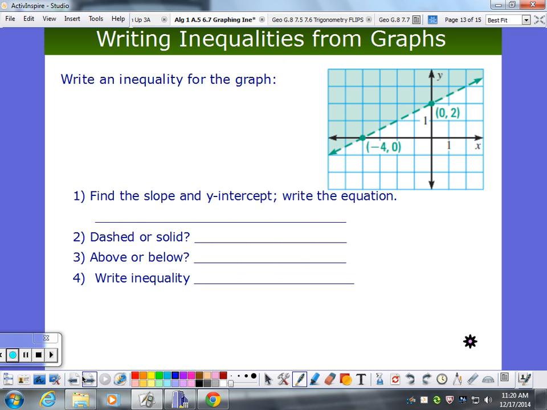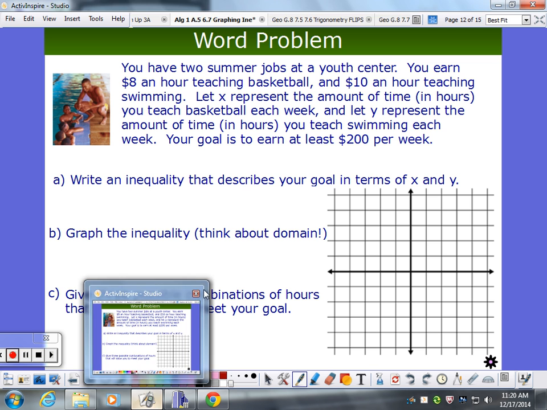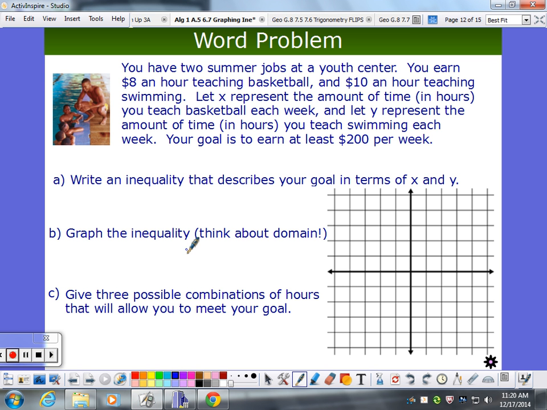Okay, word problem. These aren't on here, are they? Nope. Oh, good, okay. You have 2 summer jobs at a youth center. You earn $8 an hour teaching basketball, $10 an hour teaching swimming. Let X represent the amount of time you teach basketball. So let X be the time for basketball. And we're going to let Y be the amount of time in hours for swimming. So you want to make at least $200 a week?